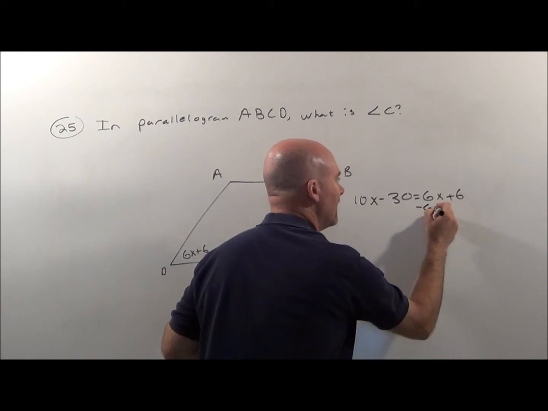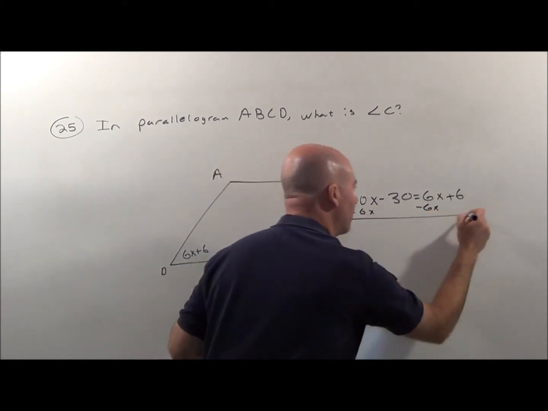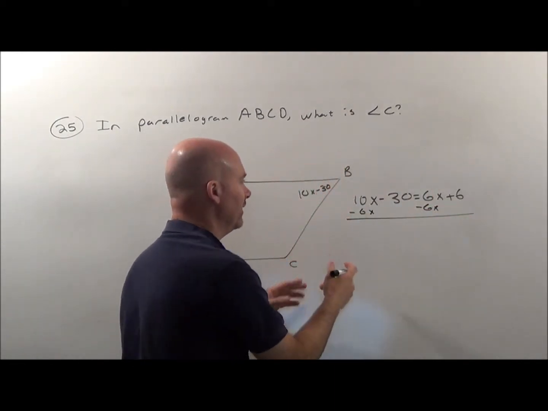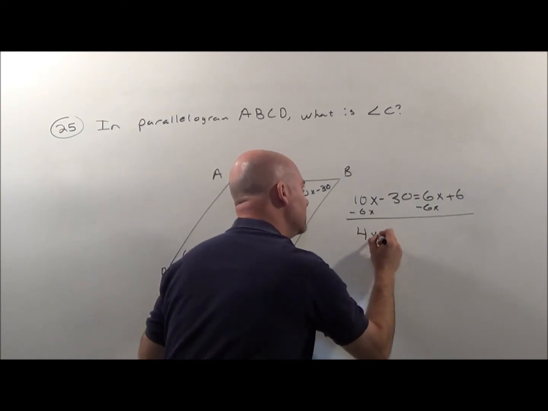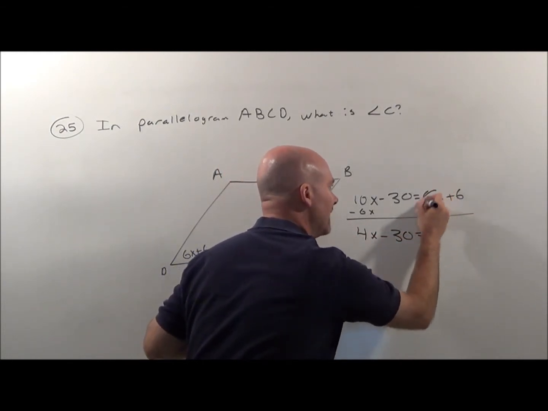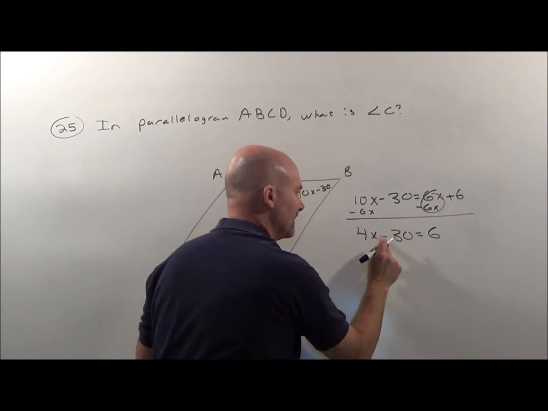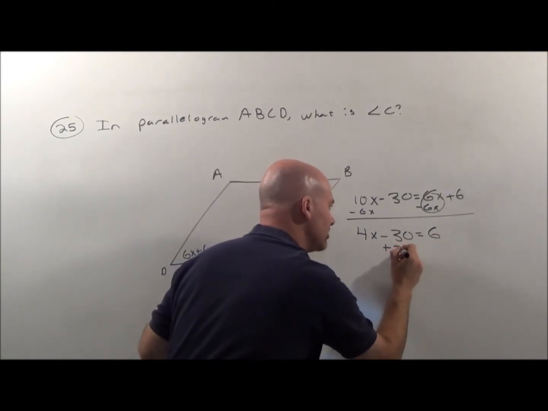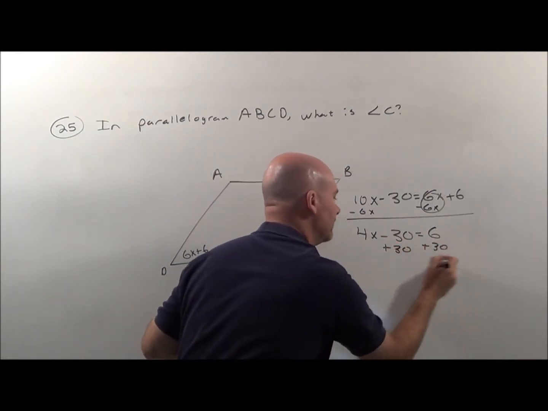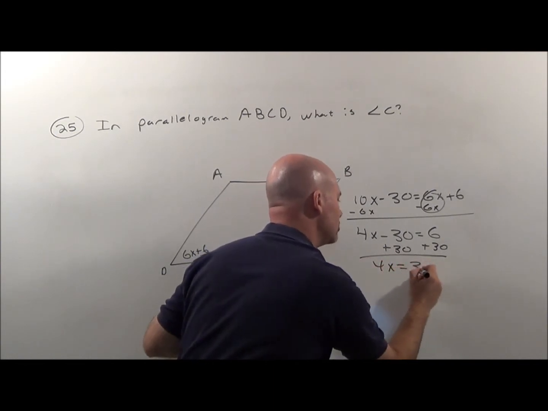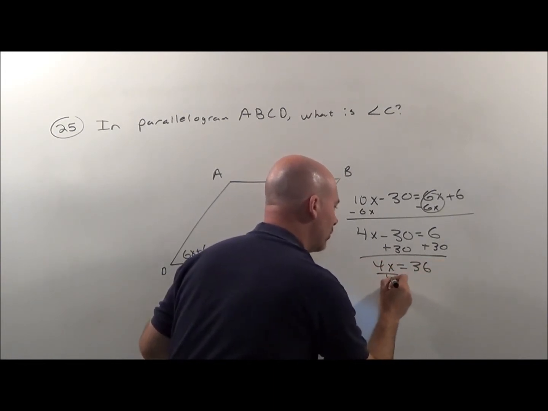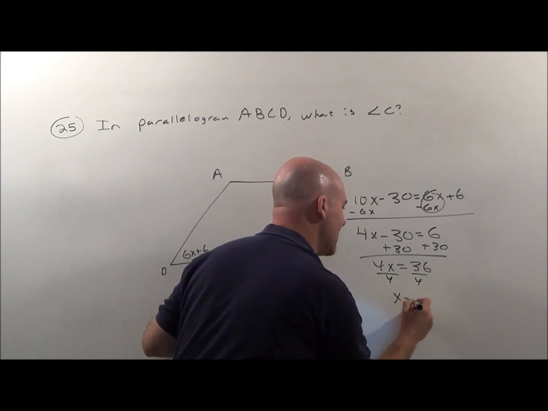Now subtract. I always like to subtract the smaller variable to move it over to be with the other variable. So I get 4x minus 30 is equal to, that's gone, 6. Now I'm going to move the 30 over there. To get rid of minus 30, I add 30. So 4x equals 36. Divide by 4 on both sides. You're going to get x is 9.